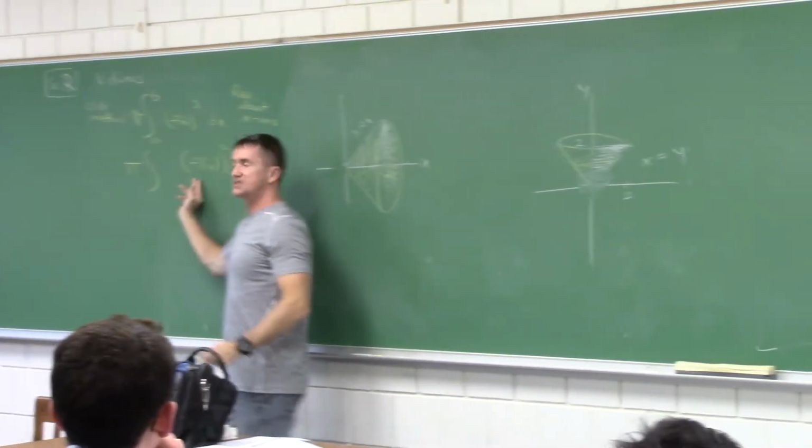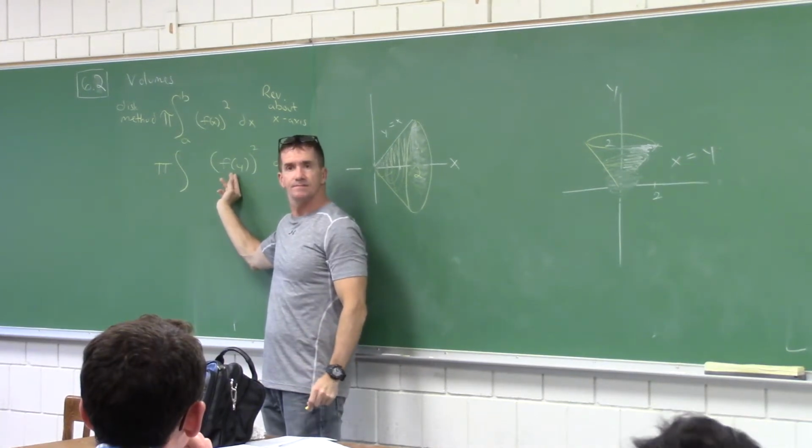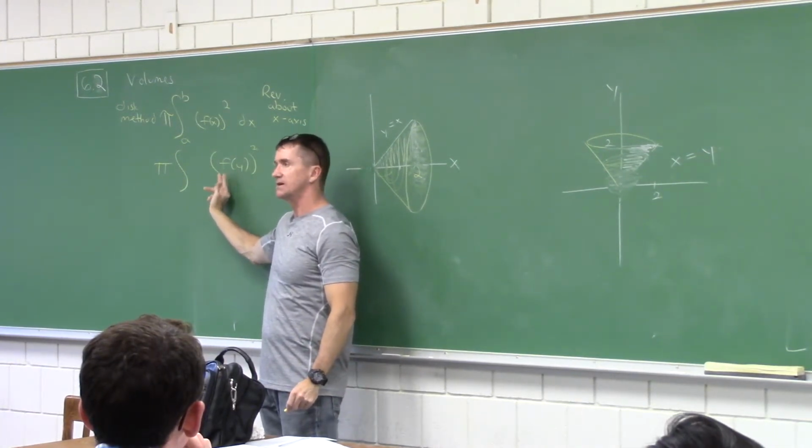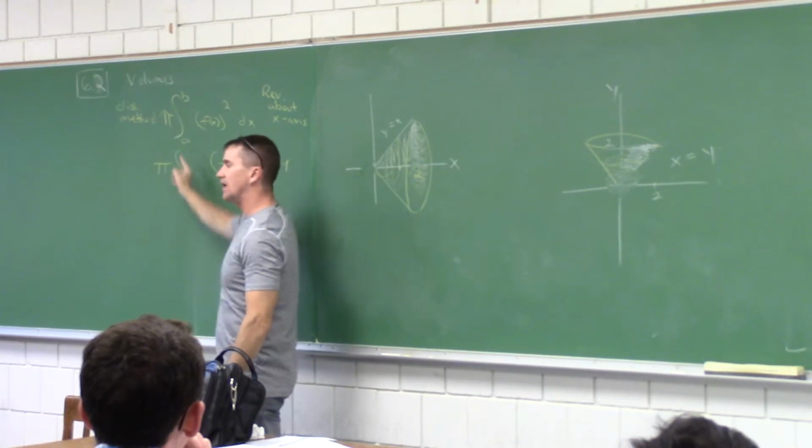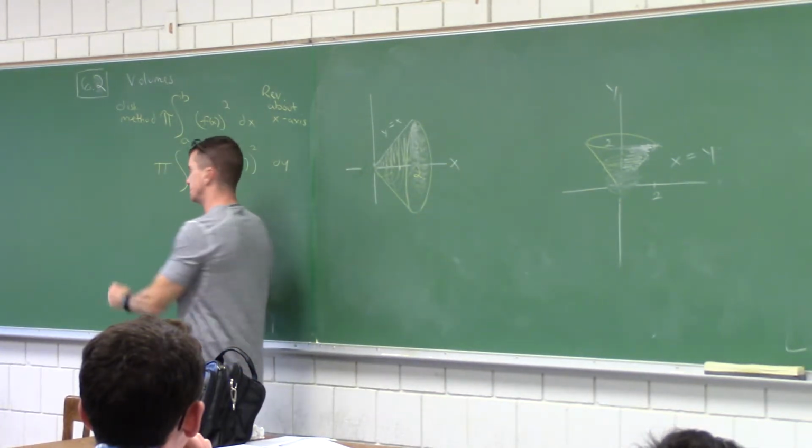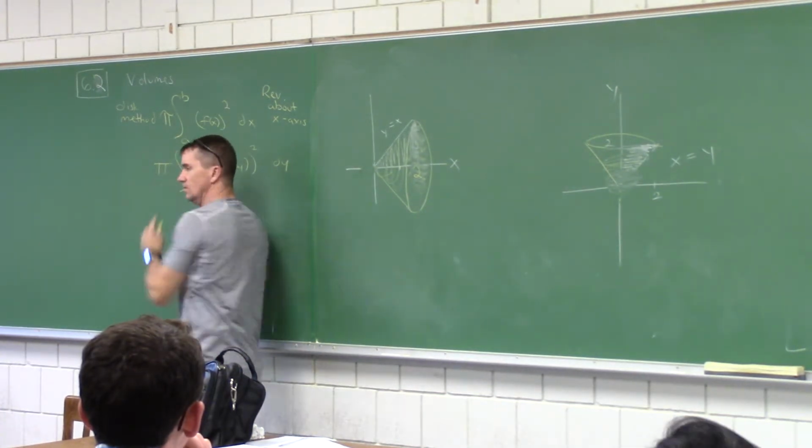Pi radius squared, that's our radius. Pi r squared. And you get the two values for y, the limits of y. Pretty cool?